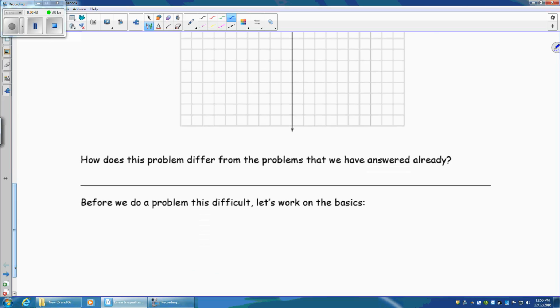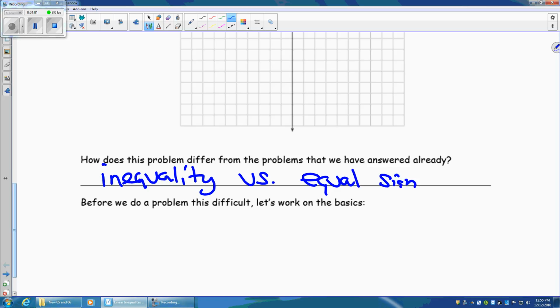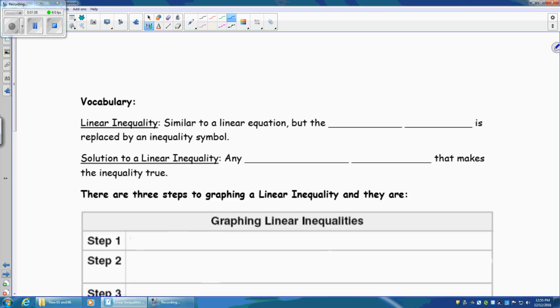Oh, I said, how does this problem differ from the problems that we've answered already? It has an inequality versus an equal sign, versus an equation. So let's work on some of the basics, like we're starting on next page. And I actually have some vocab for us first.